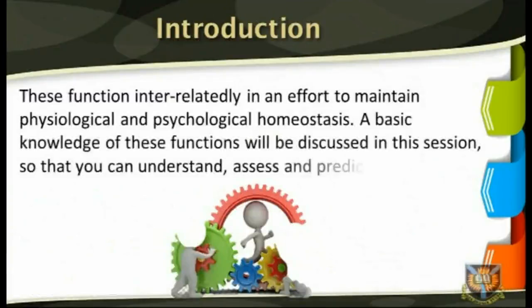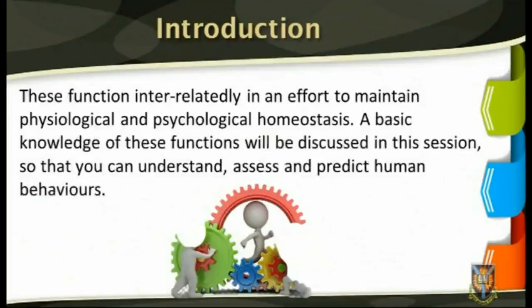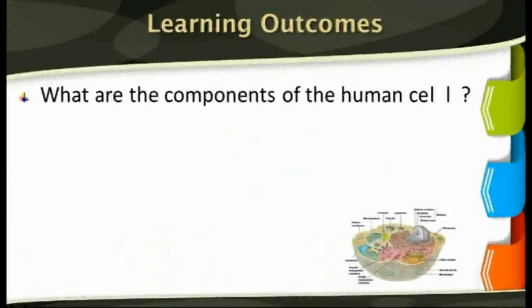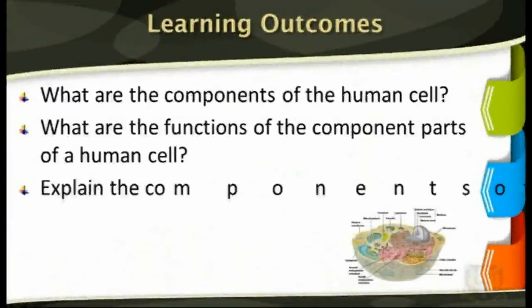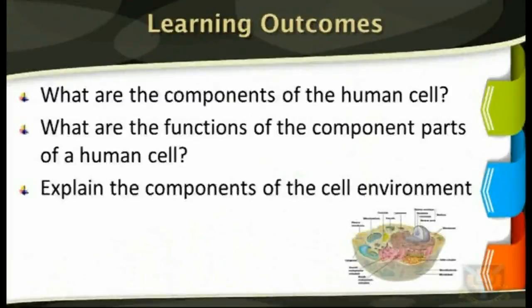A basic knowledge of these functions will be discussed in this session so that you can understand, assess, and predict human behavior. When you have studied this session, you should be able to: 1. Describe the components of a human cell. 2. Explain the functions of the component parts of a human cell. 3. Explain the components of the cell environment.